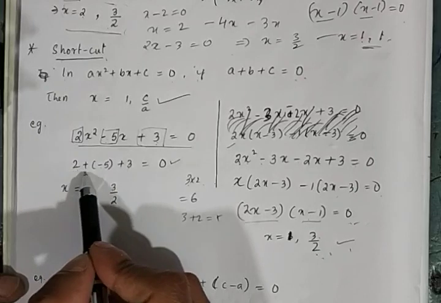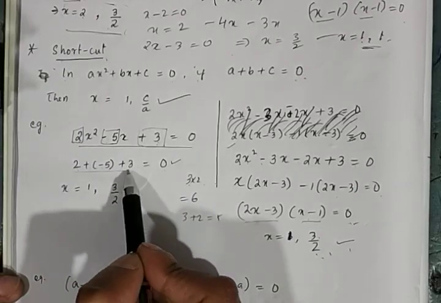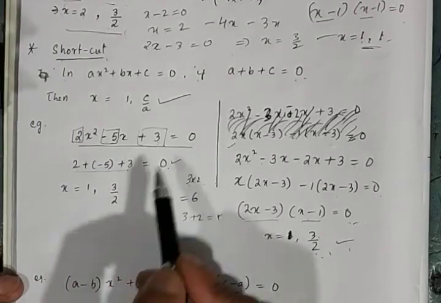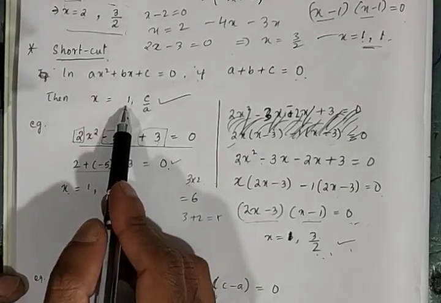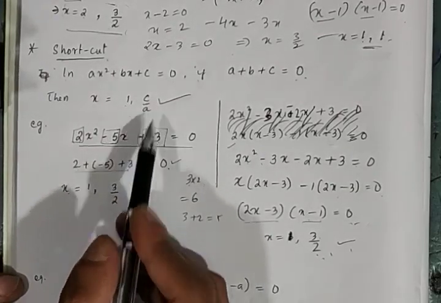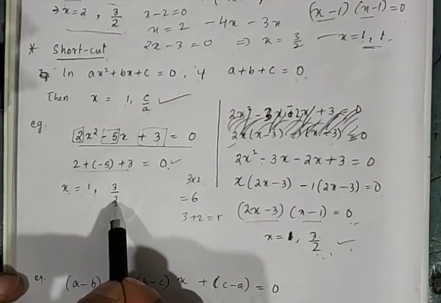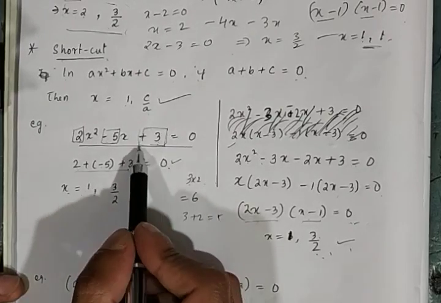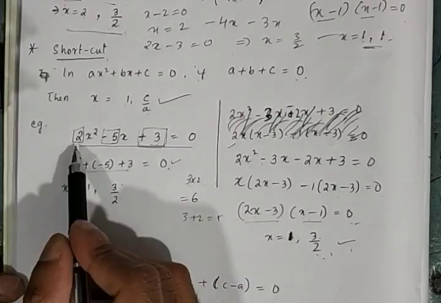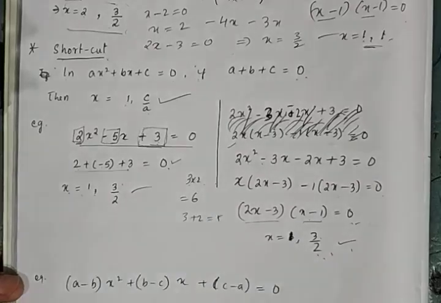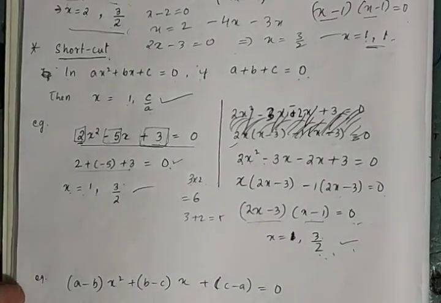If the sum of the coefficients and the constant term is equal to 0, then the value of x is what? I said, 1 comma c by a. See, 1 comma c by a. What is c? C is positive 3. And what is a? A is 2. So direct answer. This is a shortcut way.